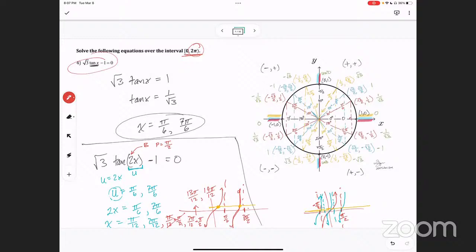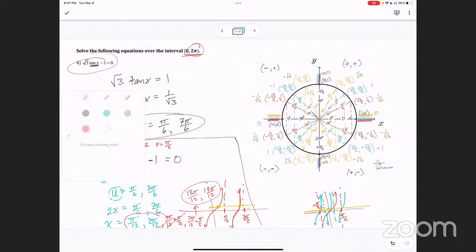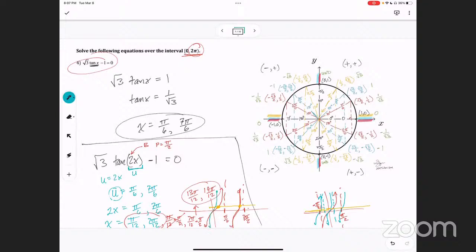So your 4 answers are right here. Those 2 and those 2. You've got 4 answers. And again, that's because I took this period and I squeezed it. Now those graphs look like this. There's one of them right there. Then another one is right here. Another one is right here. Another one is right here.